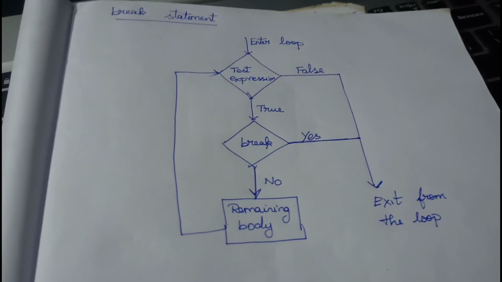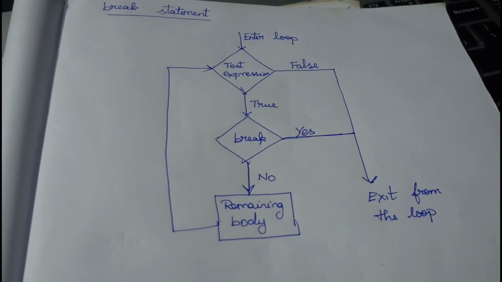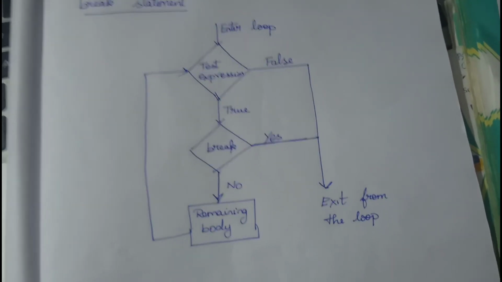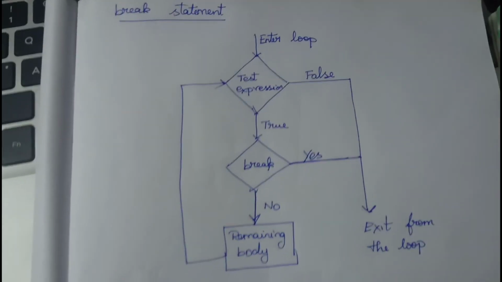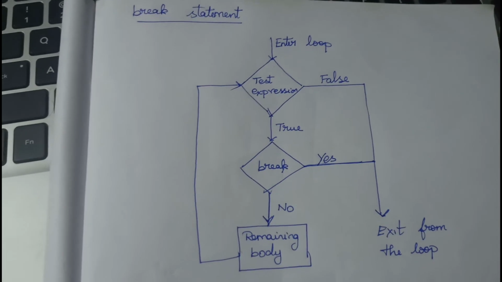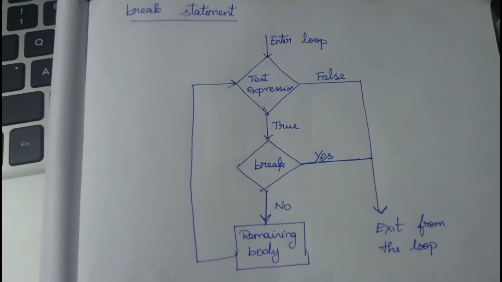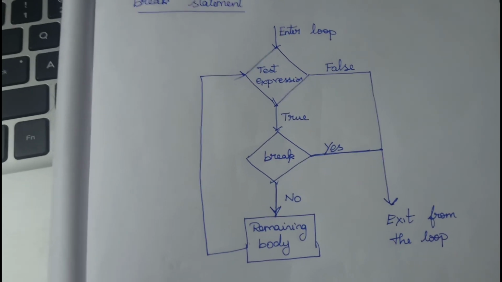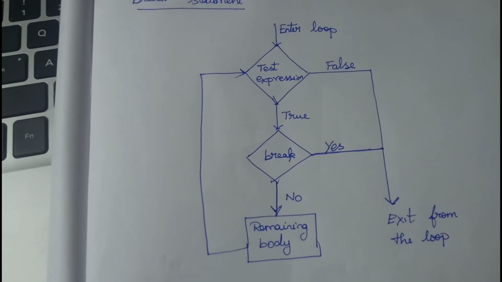So now we are going to talk about our first jumping statement, that is the break statement. So what is the use of the break statement? The break statement terminates the current loop, that is the loop in which it appears, and resumes execution at the next statement immediately after the end of the loop.